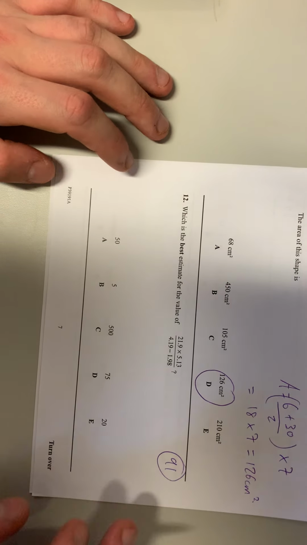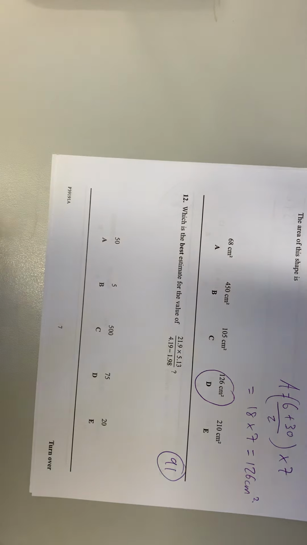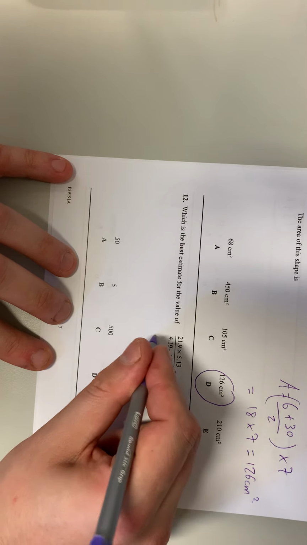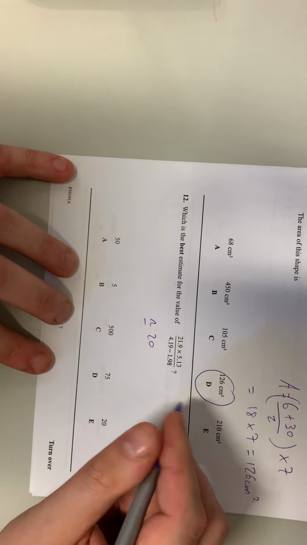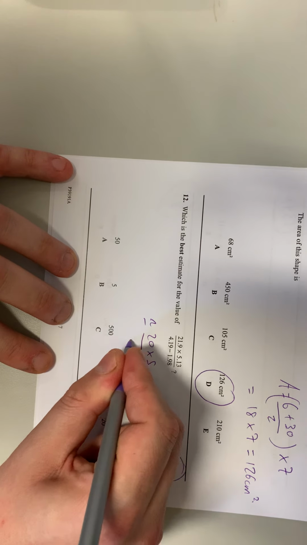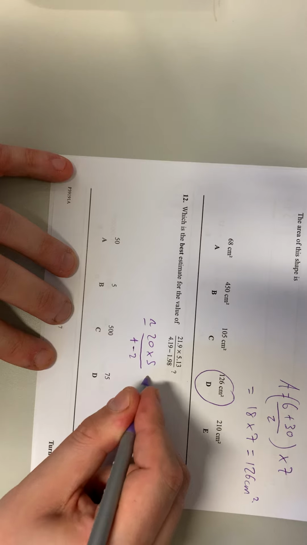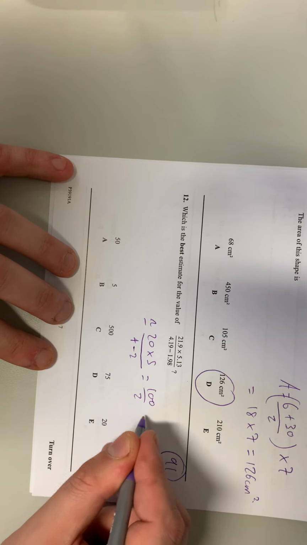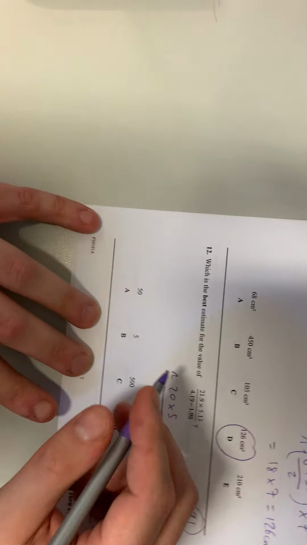Question 12. Estimating. I need them all to one significant figure. So 21.9 will become 20. 5.13 will become 5. 4.19 will become 4. 1.98 will become 2. So I've got 100 divided by 2 for 50. So it should be A.